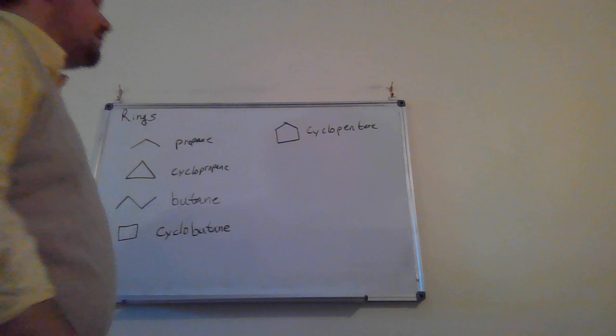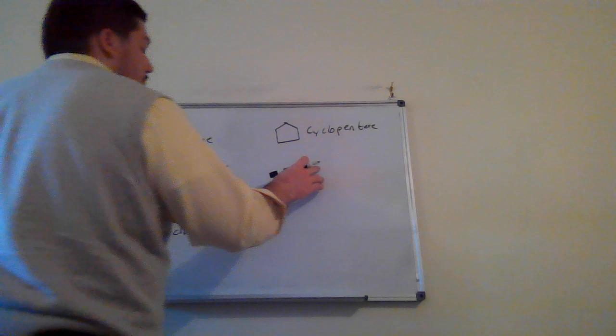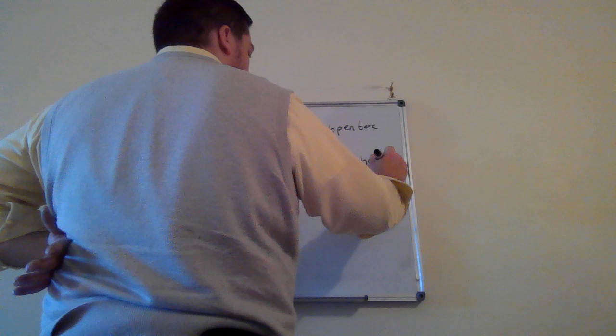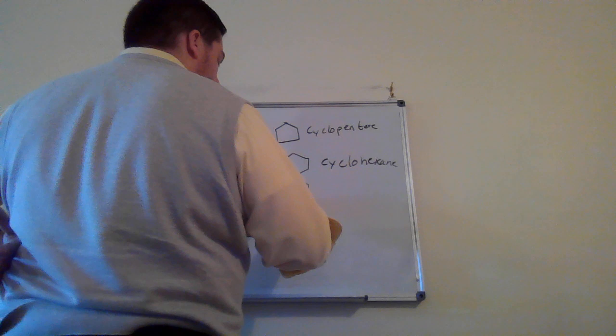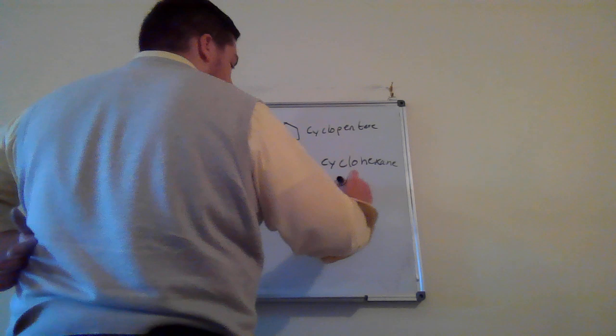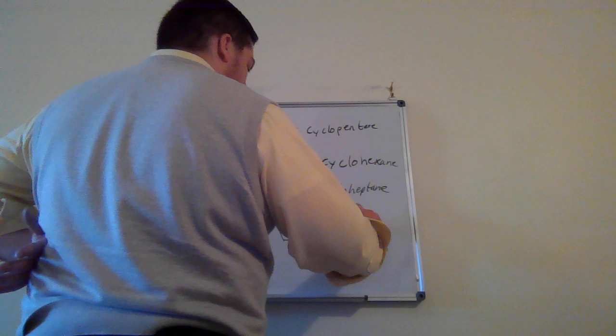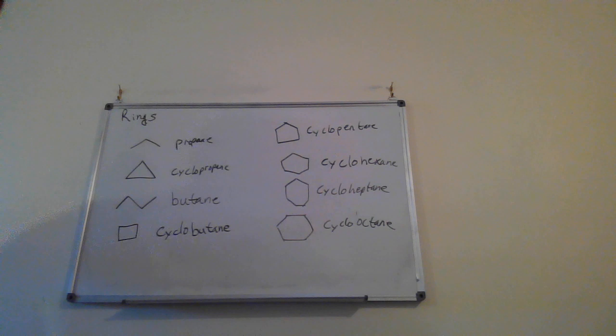Then the next one, the smallest ring on six carbons, is this. Cyclohexane. Seven carbons: cycloheptane. And then eight carbons: cyclooctane. Okay. So that's for the alkanes.